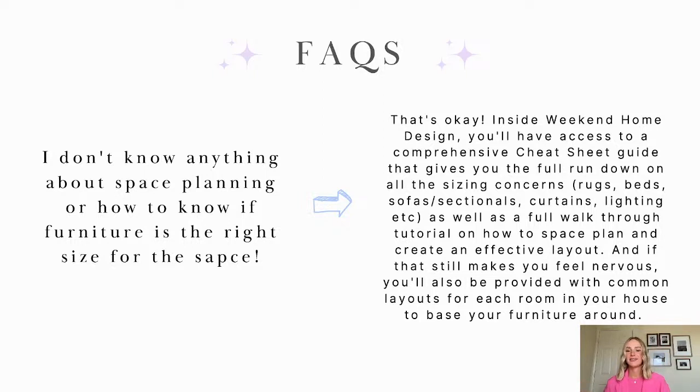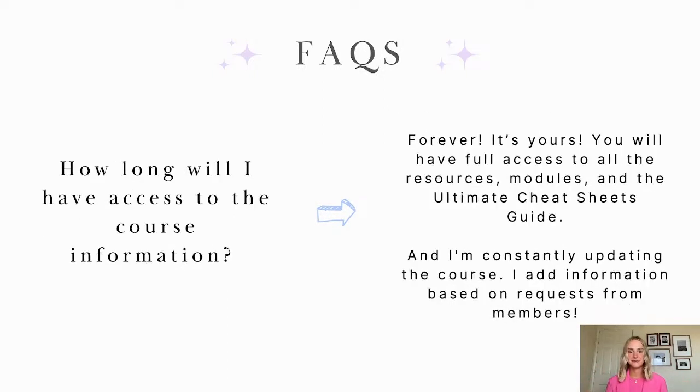Again, if you're still nervous about it, I've provided common layouts for each room. I walk through each room. I give you several different examples for your living room. Here are a couple layouts for your dining room. This is how you figure out if your dining table is the right size. Whatever it is, we cover all of the information for the space planning needs.